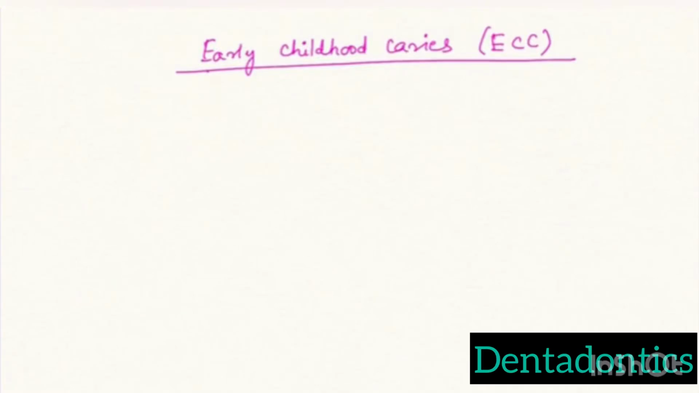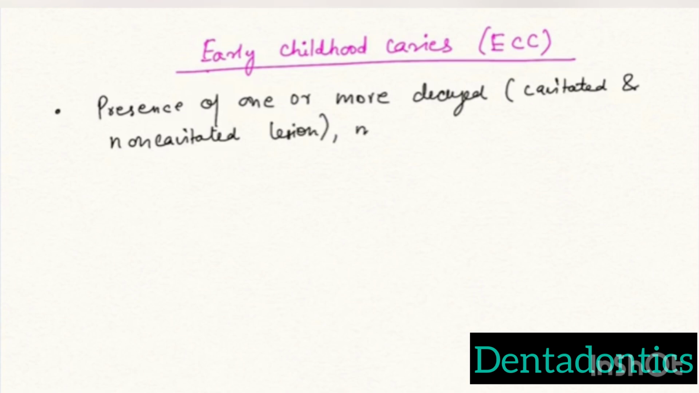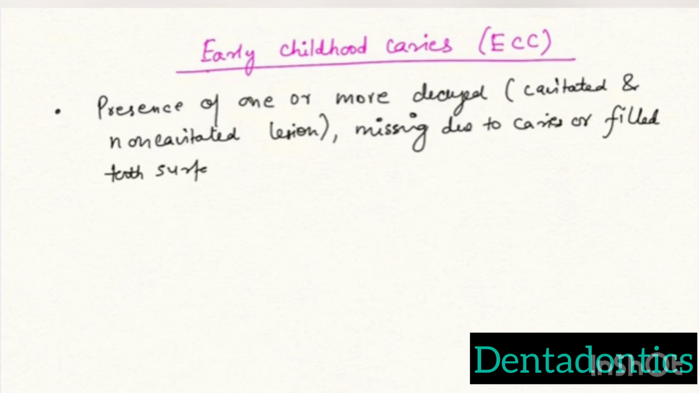Hello friends, so our today's topic is early childhood caries. This is a very important topic in pediatric dentistry. According to the American Academy of Pediatric Dentistry, early childhood caries is the presence of one or more decayed, cavitated and non-cavitated lesions, missing due to caries, or filled tooth surfaces in any primary tooth under the age of 6.